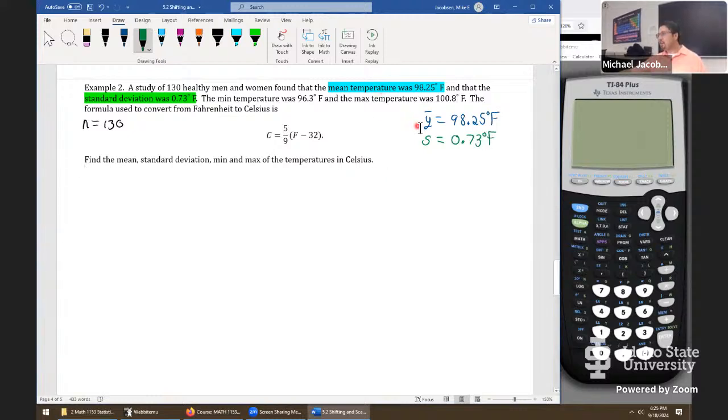So the way I wrote these out are, Y bar is actually the sample mean. They didn't say that directly, but it's implied because they said they took the 130 healthy men and women, found the mean. They're saying the mean of the sample. So that's why we're using Y bar and S to describe those two values. They're true statistics. They gave us more. The min temperature is 96.3 degrees. Let's put that in.